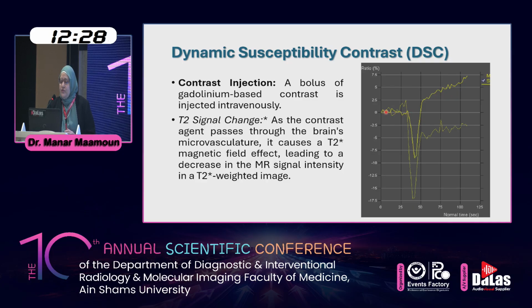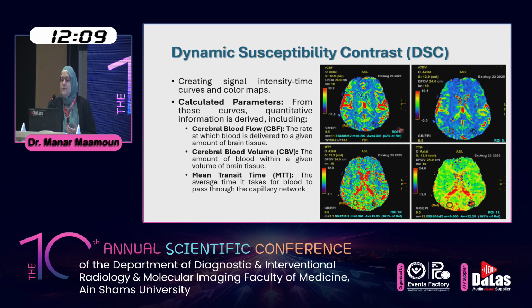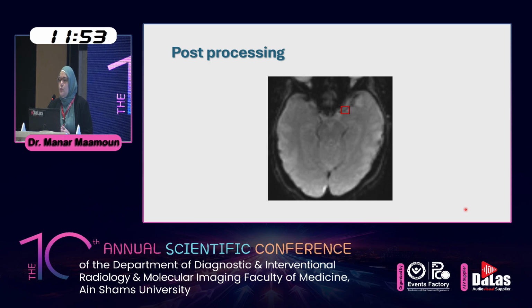Again, as the contrast passes, we start imaging before injection of the contrast. Then, with contrast passage through the tissue, there is a decline in the curve because the signal intensity of the tissue decreases. Then there is a recovery. We can get different maps: cerebral blood flow, cerebral blood volume, mean transit time, and time to peak. These are qualitative maps. We can evaluate them qualitatively, and we can do post-processing to get more quantitative data.